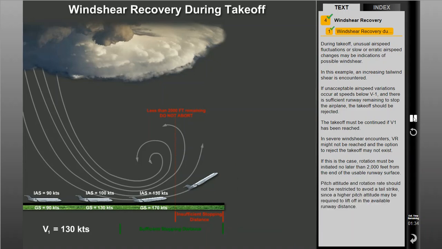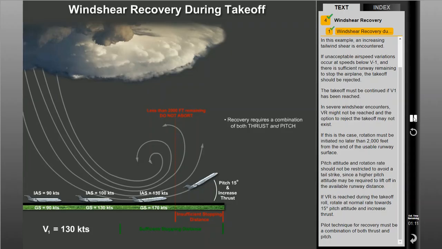Pitch attitude and rotation rate should not be restricted to avoid a tail strike, since a higher pitch attitude may be required to lift off in the available runway distance. If rotation speed is reached during the takeoff roll, rotate at normal rate towards 15 degrees pitch attitude and increase thrust. Pilot technique for recovery must be a combination of both thrust and pitch.